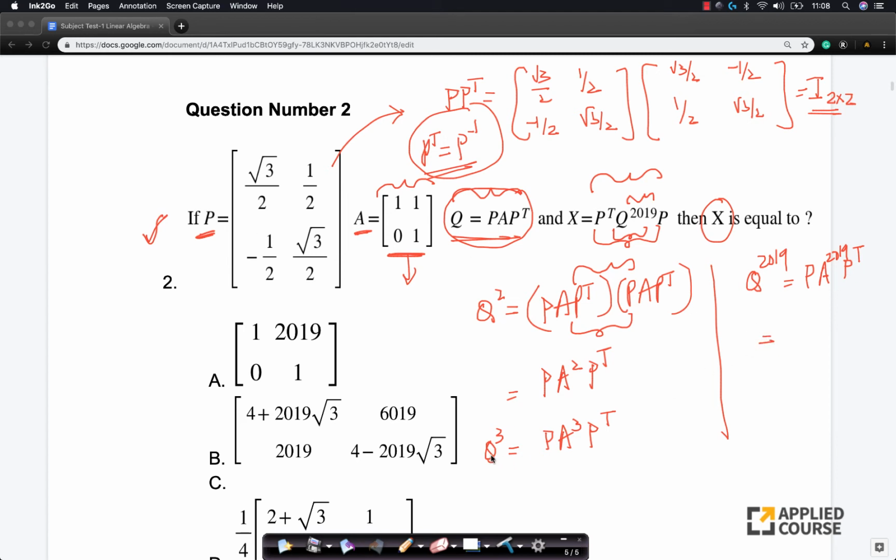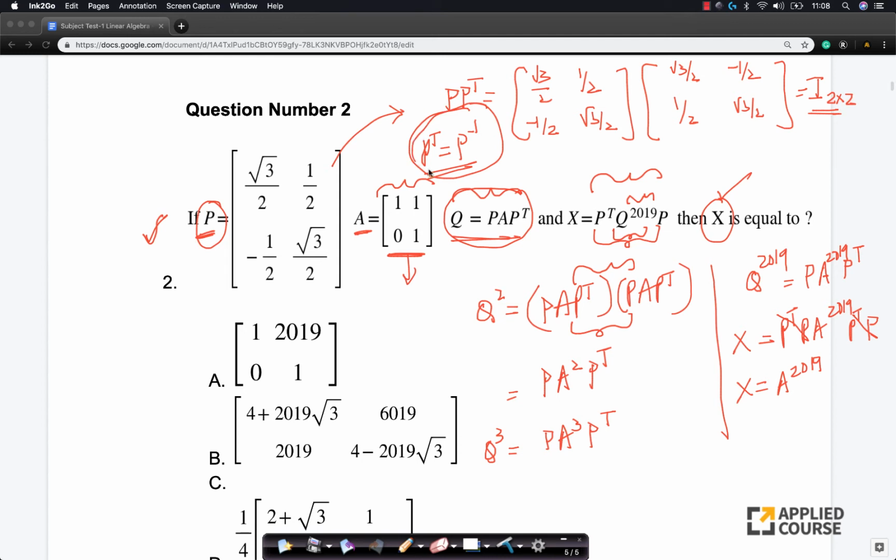Now look at this, this is Q power 2019. What is the question that is asked? What is X now? X is P transpose into Q power 2019 into P, that is, P transpose into P into A power 2019 into P transpose into P. That's what X is, and the question is, what is X? Now this P transpose and P, and this P transpose and P also, will cancel out. So X will be equal to A power 2019. All this worked out very easily by just recognizing that P transpose equals P inverse.